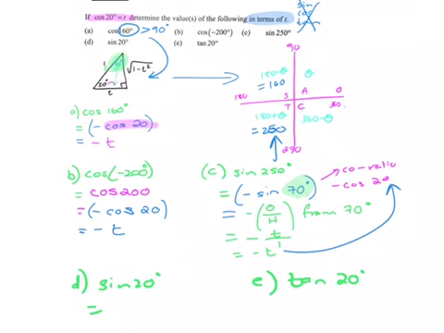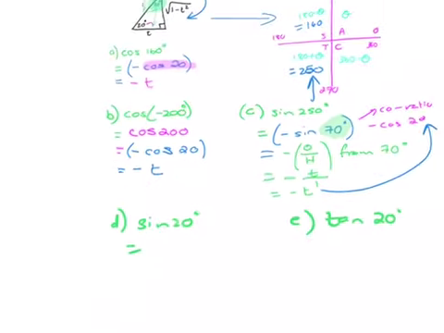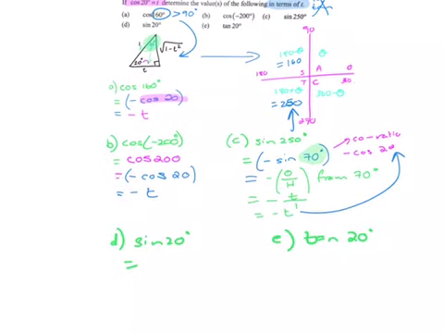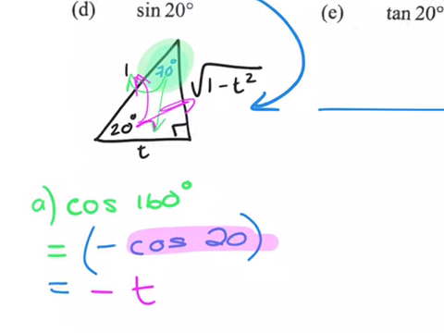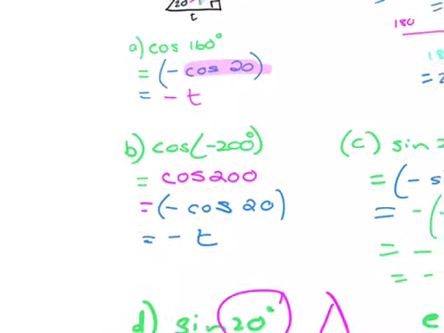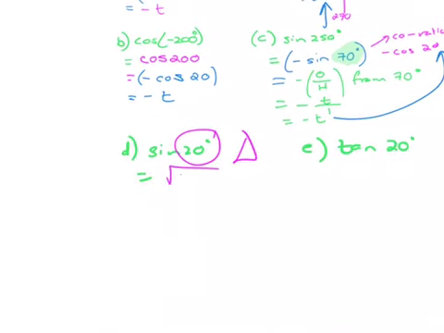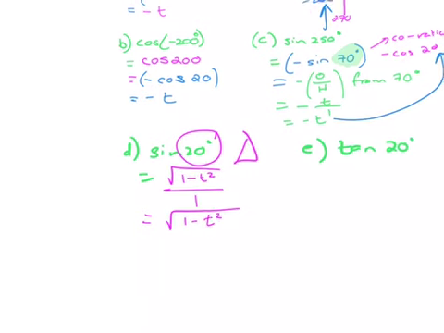All right, then for D is sine 20. This is so super easy. So because I see at 20 degrees, I know I can use my triangle. So 20 or 70, jump to your triangle. Sine from 20 degrees is opposite over hypotenuse. So what is opposite 20? Sorry, let's find it. It's the square root of 1 minus t squared, and hypotenuse is 1. So your answer is just the square root of 1 minus t squared.